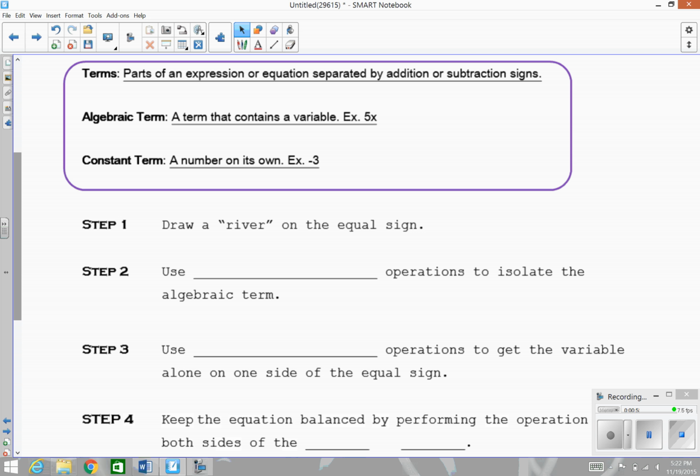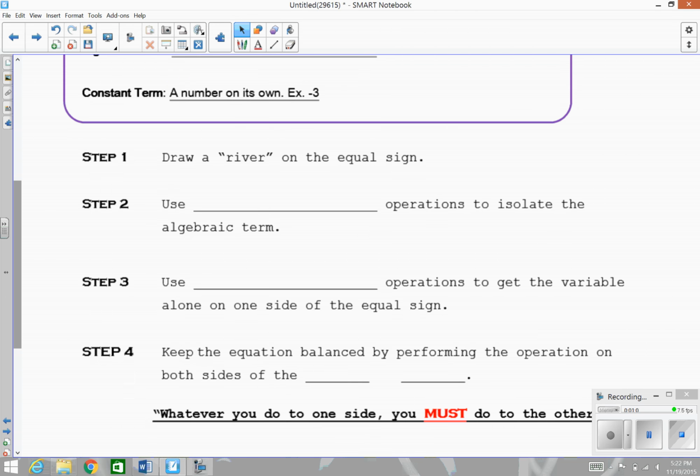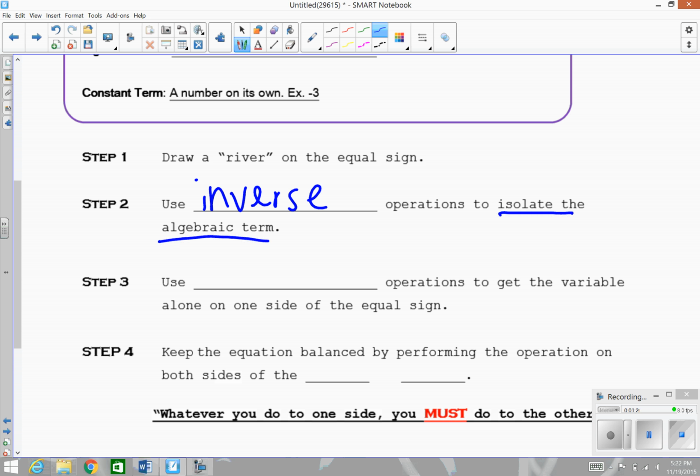So the steps are very similar, but a little bit of a tweak when we have two steps happening. Step 1, draw a river on the equal sign. Nothing's new there. We're still going to use inverse operations, but this time it's going to be with the goal of isolating the algebraic term. The first thing you want to do when you look at an equation is figure out which of the terms has the variable and which one doesn't. We always want to move everything other than the variable first. So we're trying to get the variable by itself.